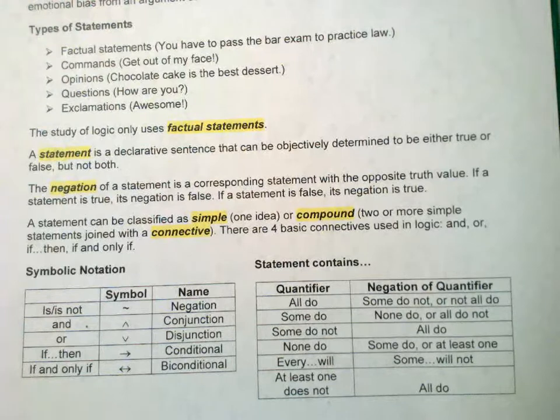Okay. A statement is a declarative sentence that can be objectively determined to be either true or false, but not both. Let me say that again. A statement is a sentence that can be objectively determined to either be true or false, but it can't be both. So it's quite specific. A negation of the statement is a corresponding statement with the opposite truth value. If the statement is true, then its negation is false. If the statement is false, then its negation is true.